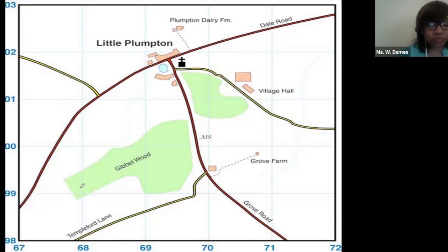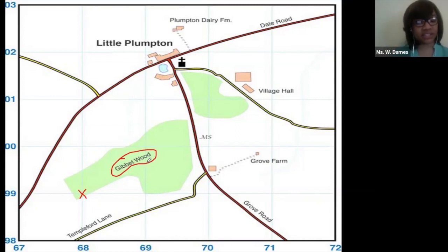I'm just going to use a pen, and I'm going to do one example with you. Let's say we want to find this word here, Gibbet Wood. This would be the bottom left-hand corner of this square. Everyone see the bottom left-hand corner? I want you to tell me, what would the 4-figure grid reference be for Gibbet Wood? Remember, you find the bottom left-hand corner, then you identify the two lines that intersect there. First you start with your eastings, then your northings.